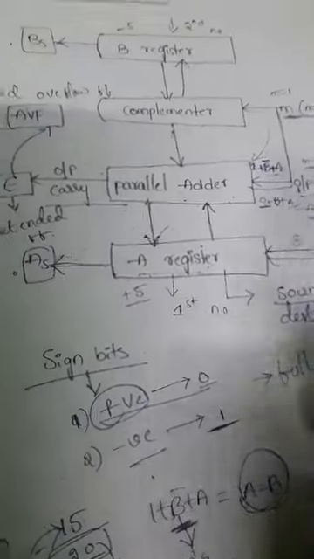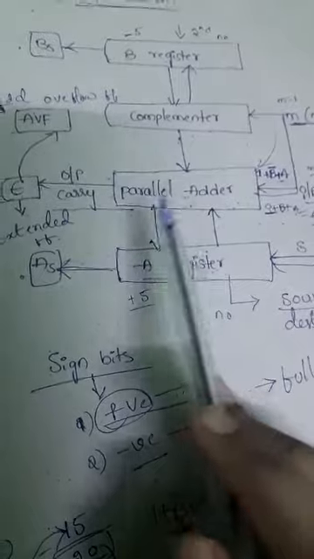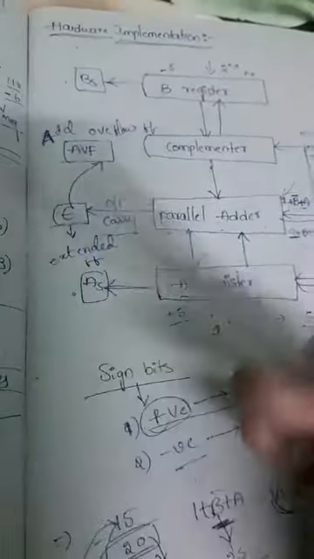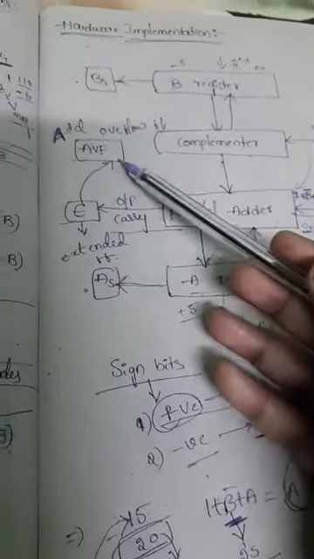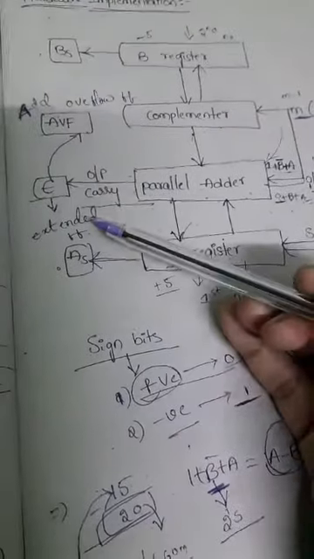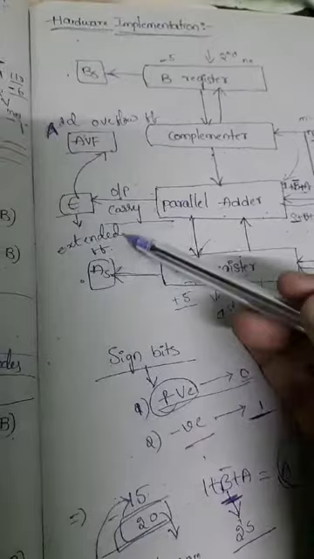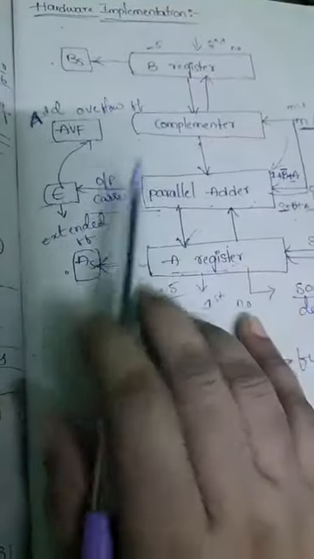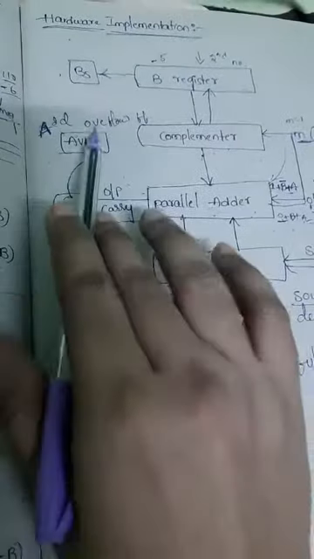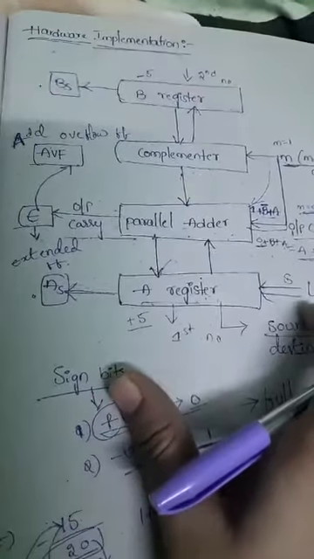Okay, if any output carry is produced, the carry will be transferred to the E flip-flop. If there is any overflow, that will be transferred to the AVF flip-flop. Generally, when performing the subtraction operation, we should not get any output carry, as you already know. So there is no need to transfer the output carry to these flip-flops. Okay, so this is the hardware implementation method.